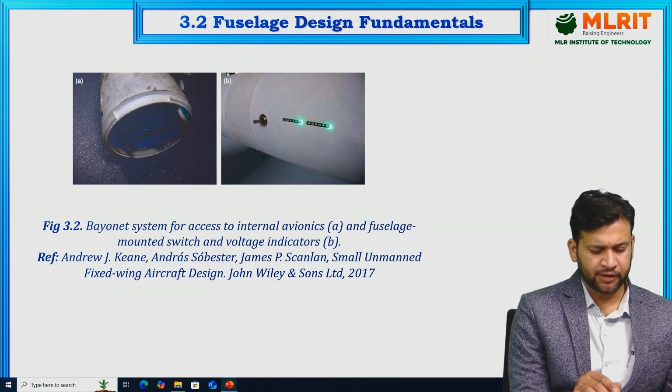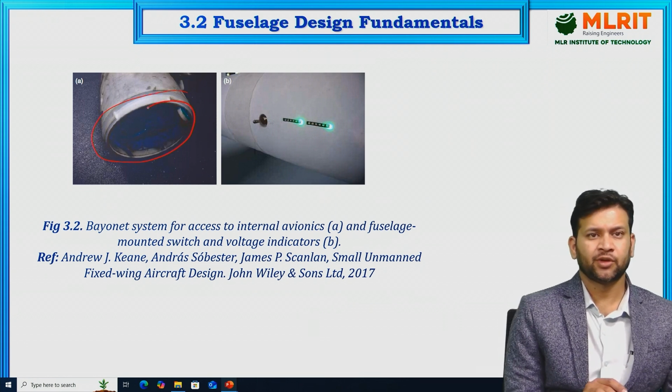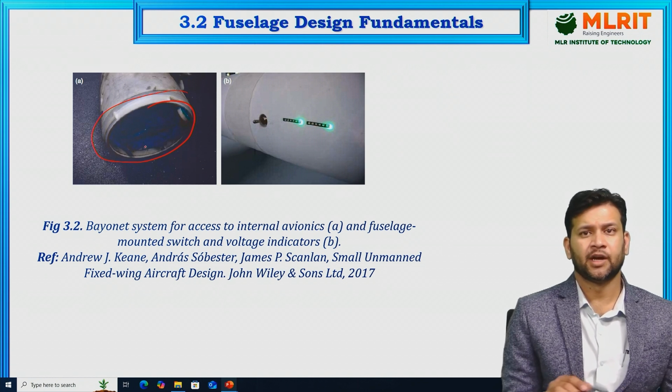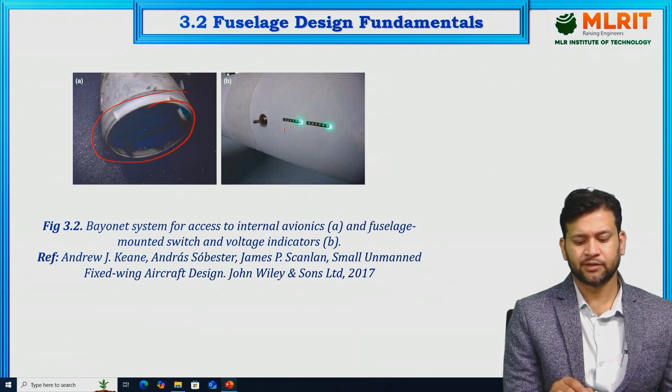Picture A is showing the bayonet system for access to internal avionics, and this picture B is the fuselage mounted switch and voltage indicators. Here this is the voltage indicators and this is the switch.